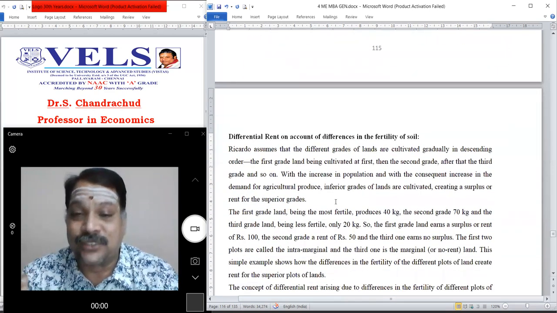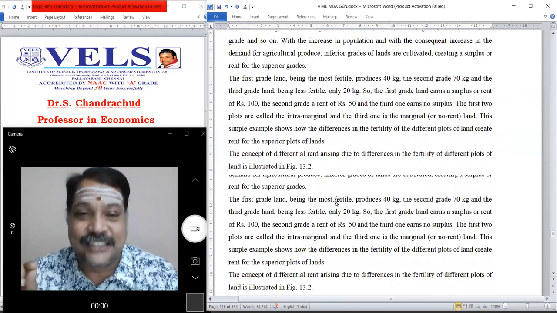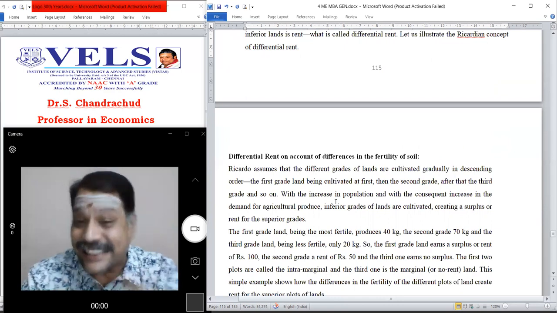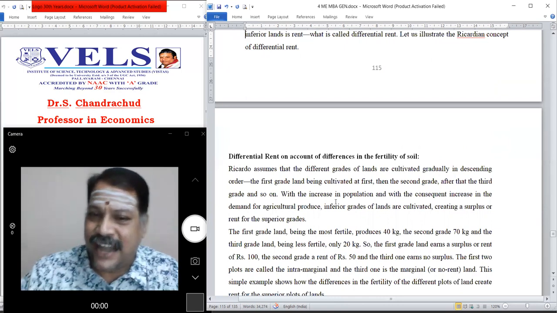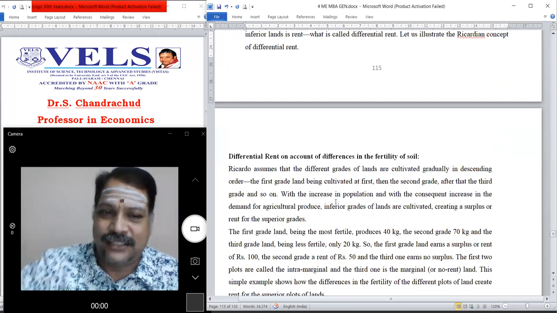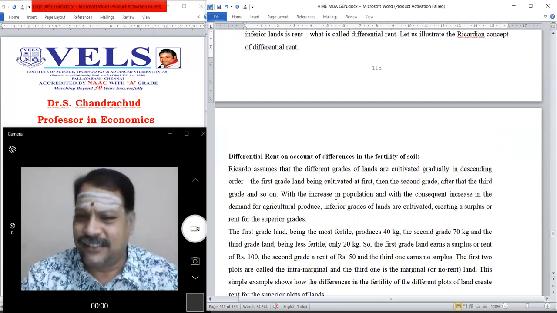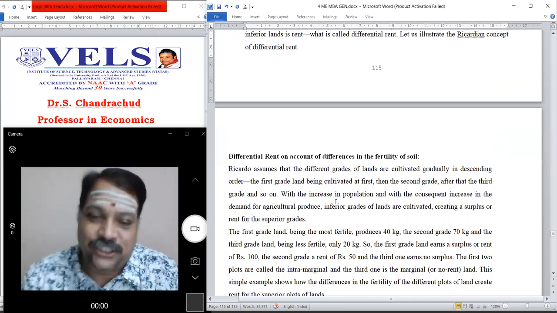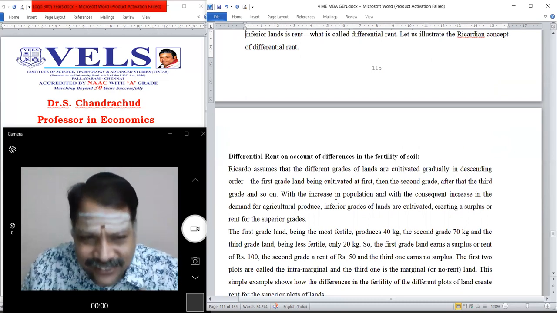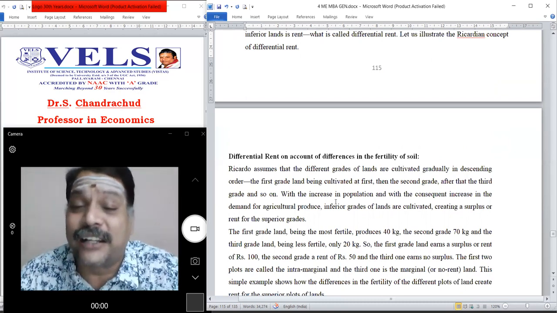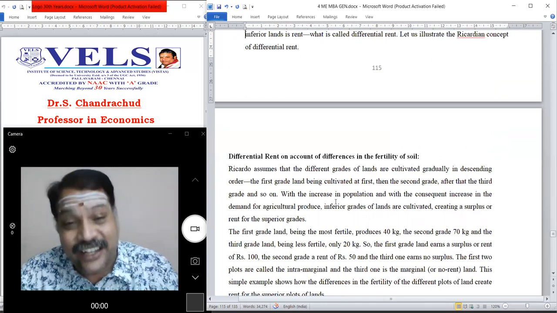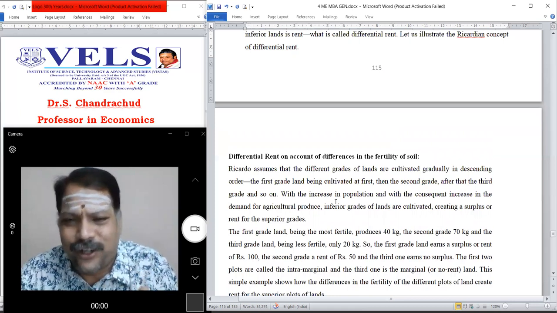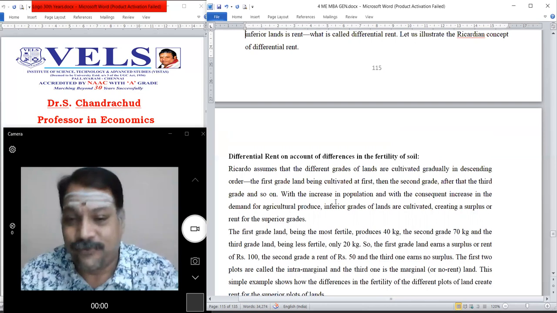Ricardo assumes that the different grades of land are cultivated gradually in a descending order. The first grade land is cultivated first, then the second grade, after that the third grade, and so on. With the increase in population and the consequent increase in the demand for agricultural produce, the inferior grade lands are cultivated for creating a surplus or to earn rent from the superior grades.